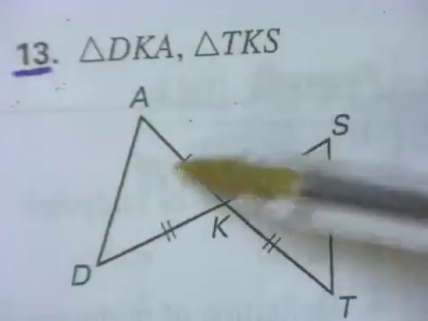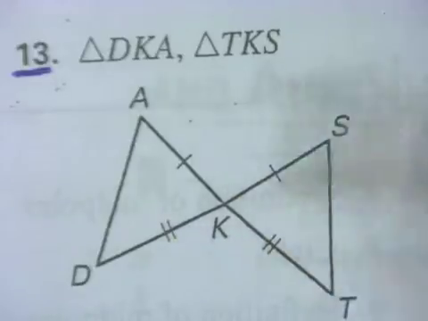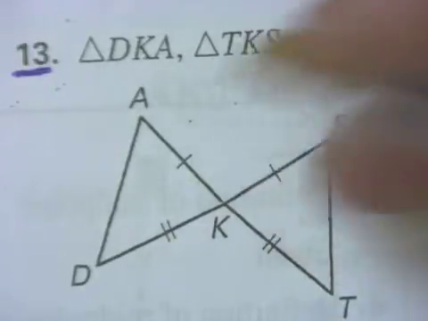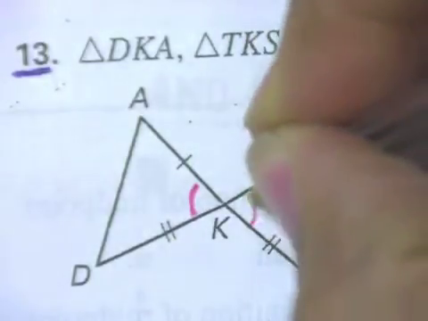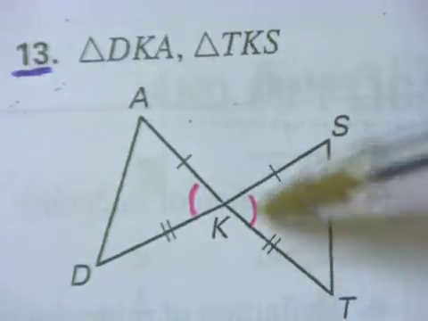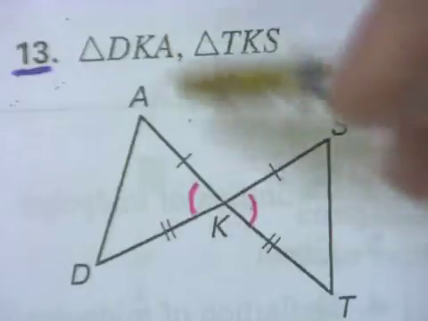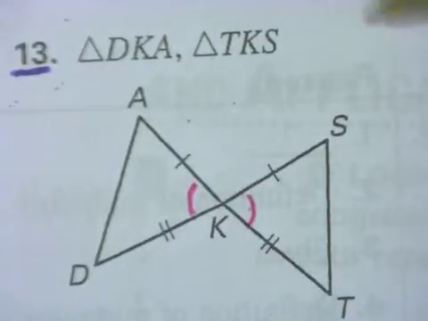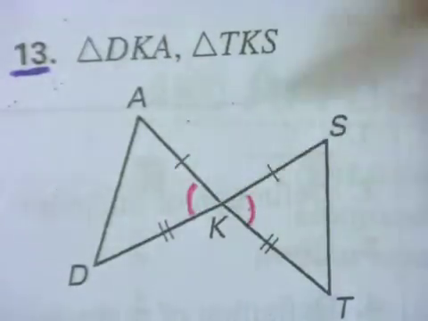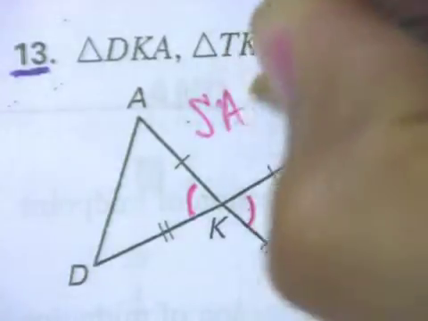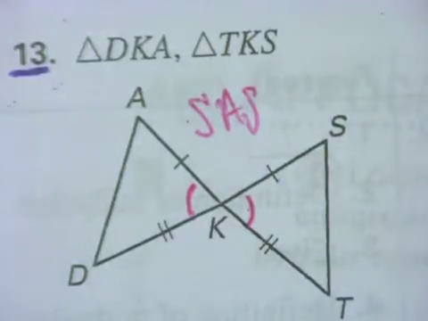Number 13, again, I have matching sides. I know that these are vertical angles. So I have a side, angle, and a side, and I have the exact same side, angle, and side, just like in number 12. So I can say that these two triangles are congruent using the side angle side rule.